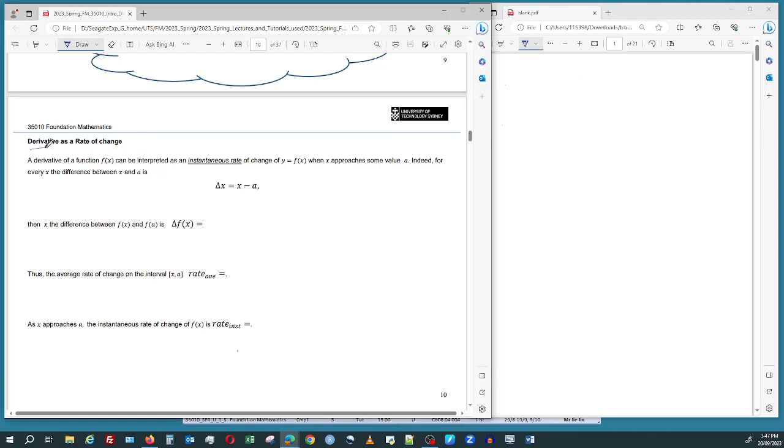Now derivative is the rate of change. I think this rate of change idea is always a bit confusing for students. A rate of change is, there are a couple of things. It's a number. And then what does that number mean? That's a really good question.